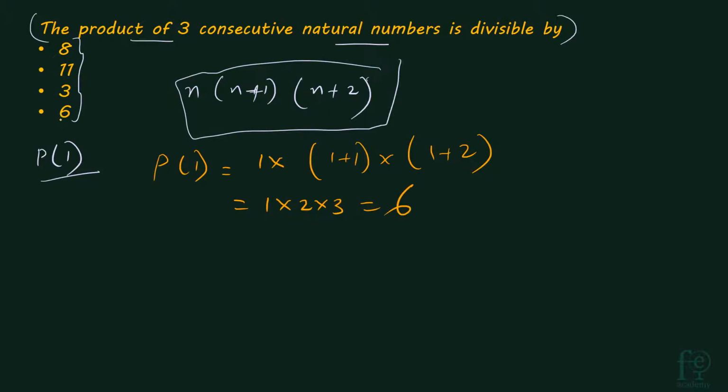And 6 is there in the choices, and there is no other choice like none of these. So you can straight away go to the answer. Your answer is 6. So you just need to do P of 1 only. First you have to write the question in the format of 3 consecutive natural numbers, so it will be n into n plus 1 into n plus 2. Then find out P of 1. So you will be getting 6.